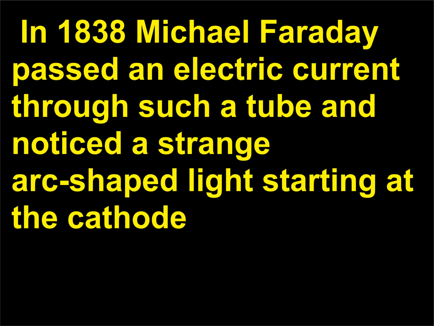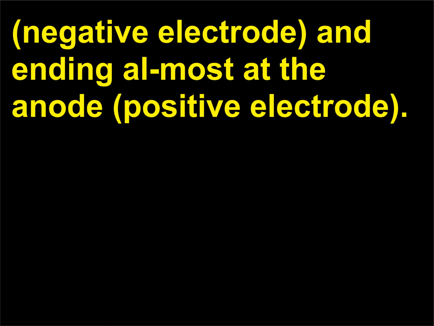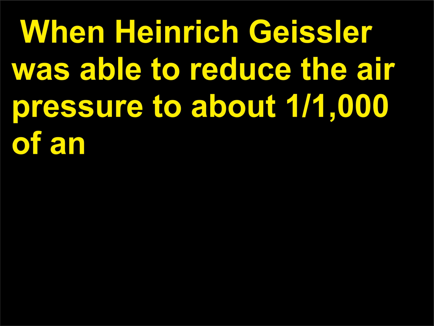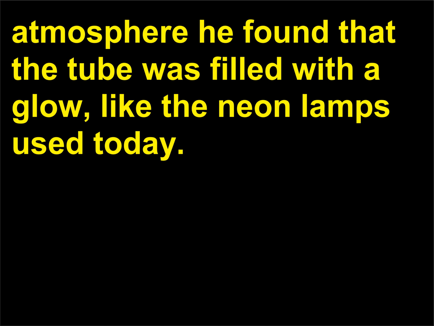In 1838, Michael Faraday passed an electric current through such a tube and noticed a strange arc-shaped light starting at the cathode, negative electrode, and ending almost at the anode, positive electrode. When Heinrich Geissler was able to reduce the air pressure to about 1/1,000 of an atmosphere, he found that the tube was filled with a glow, like the neon lamps used today.